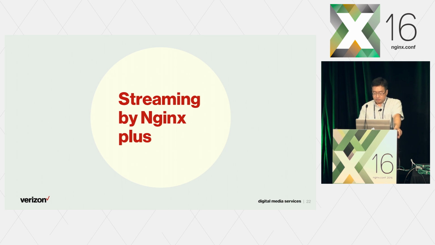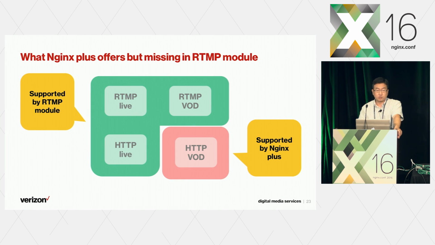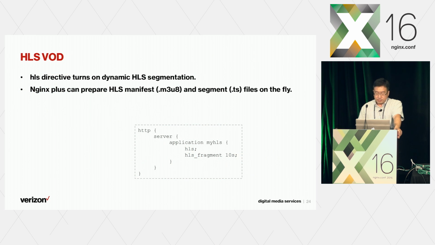NGINX Plus offers some streaming features. And the streaming feature offered by NGINX Plus is exactly HTTP VOD, which is not covered by the NGINX RTMP module. If you install NGINX Plus, you can define an HLS application by adding HLS inside the application with HLS fragment. Once you do that, when you make a request for an M3U8 manifest file, NGINX Plus dynamically generates that manifest out of the original MP4 file. And when your client makes a request for a segment file, NGINX Plus dynamically generates that segment file and returns it.